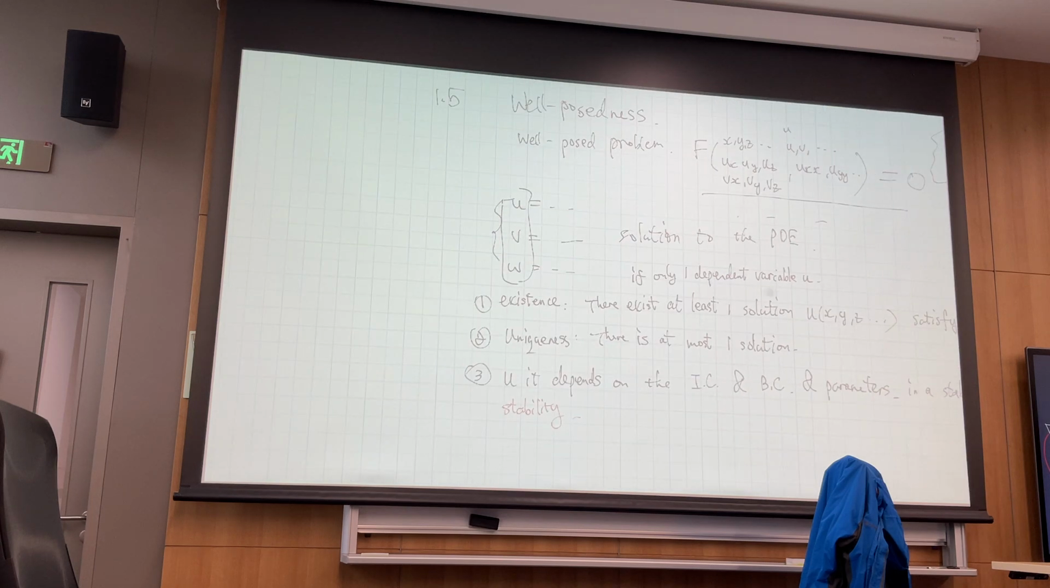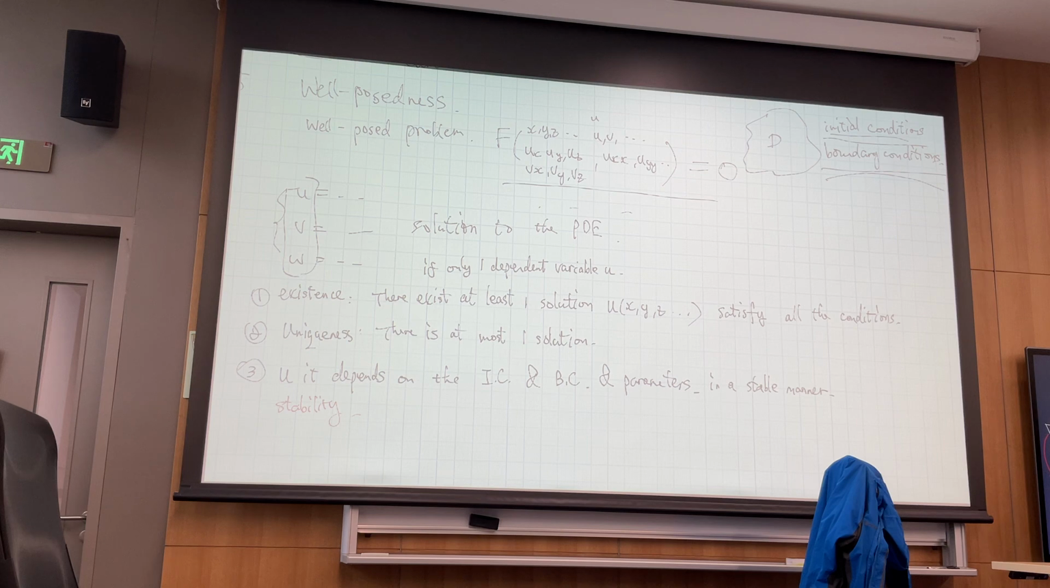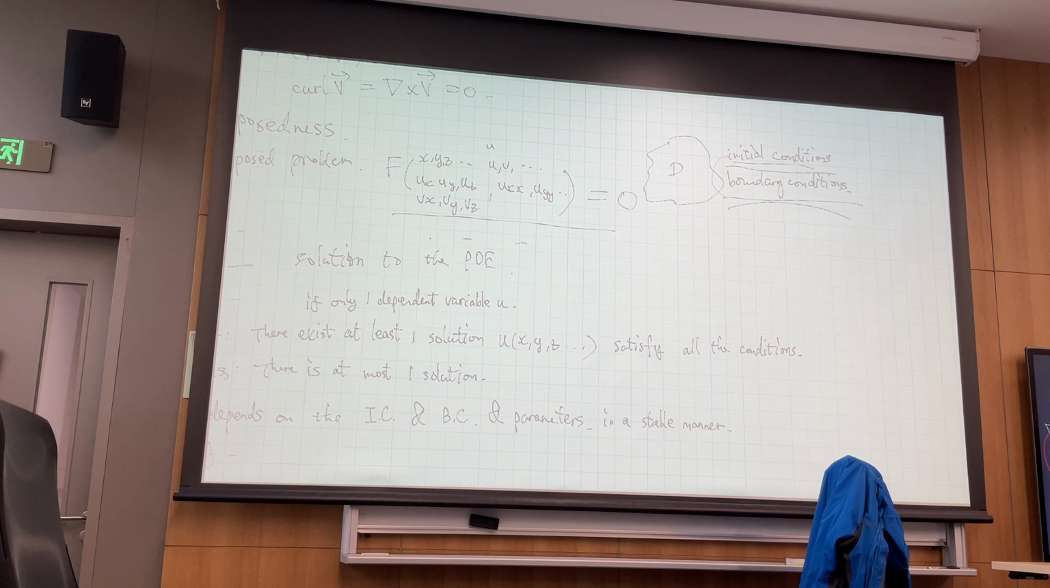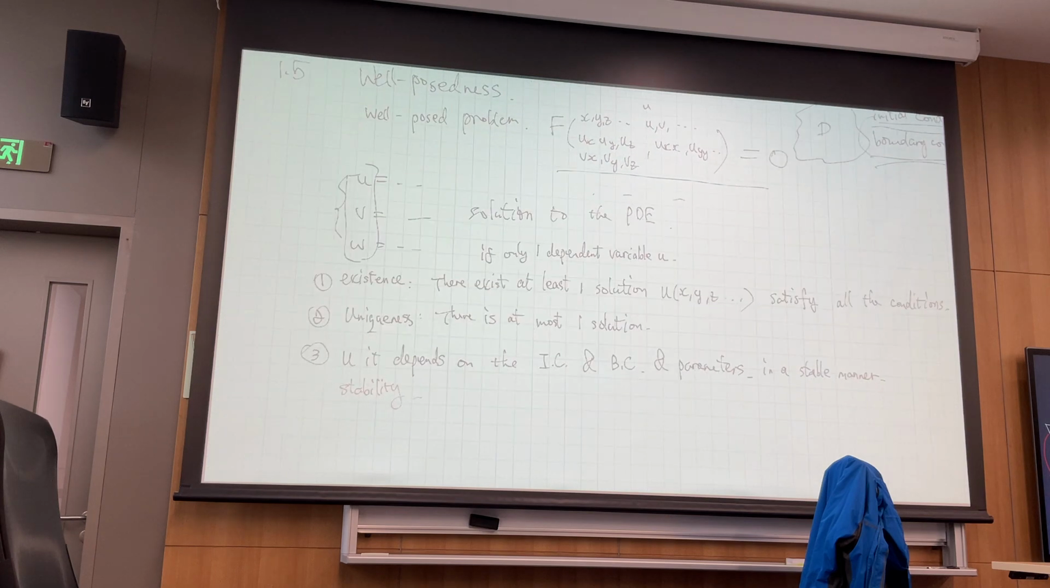So if the solution of a partial differential equation, plus the initial and boundary conditions, if the solutions of such a problem exist and satisfy all the three properties that we give over here, then we say that this problem is a well-posed problem, or we say that there is well-posedness for this partial differential equation problem. Okay, they are well-posed.